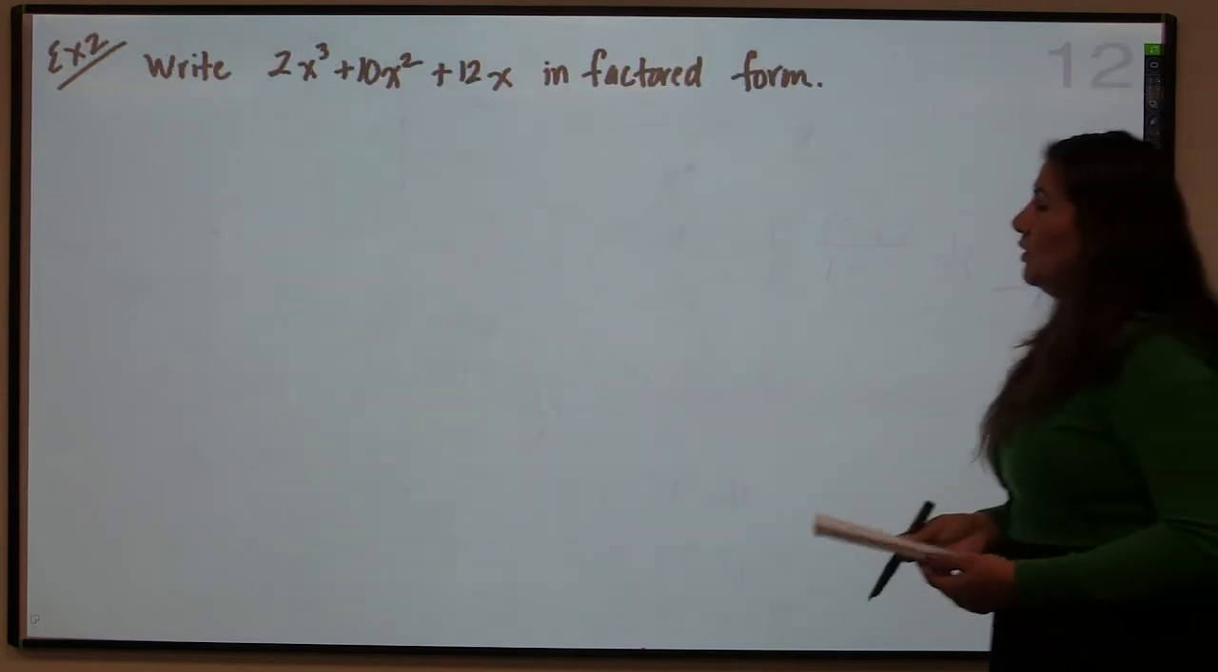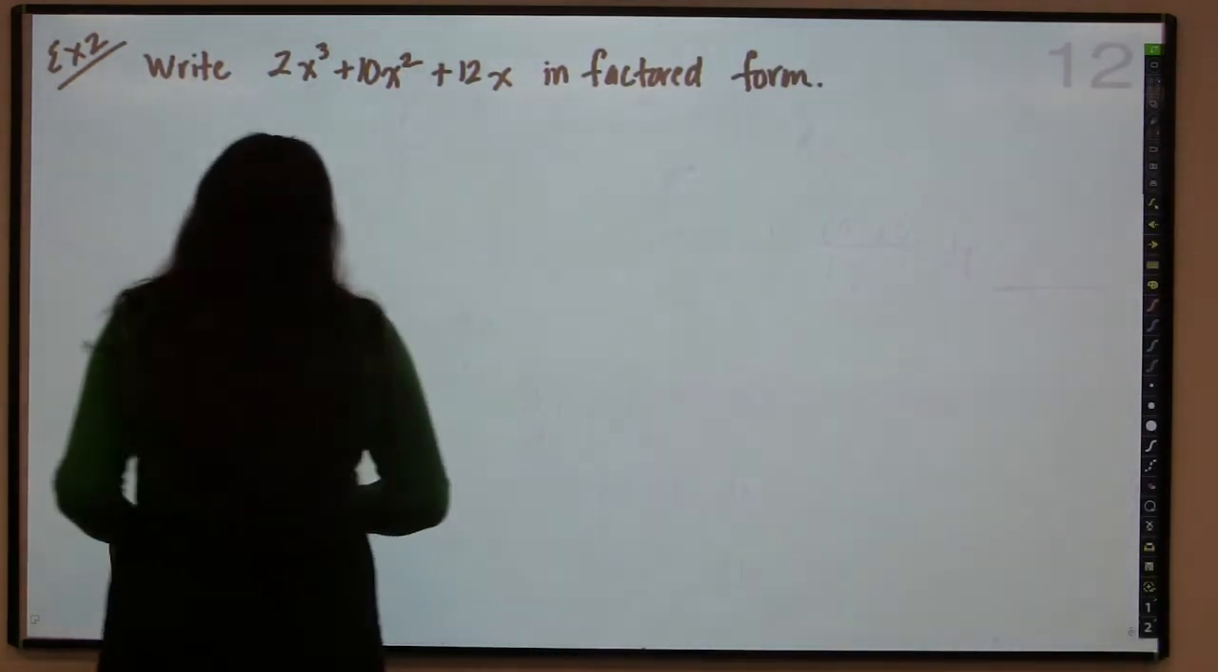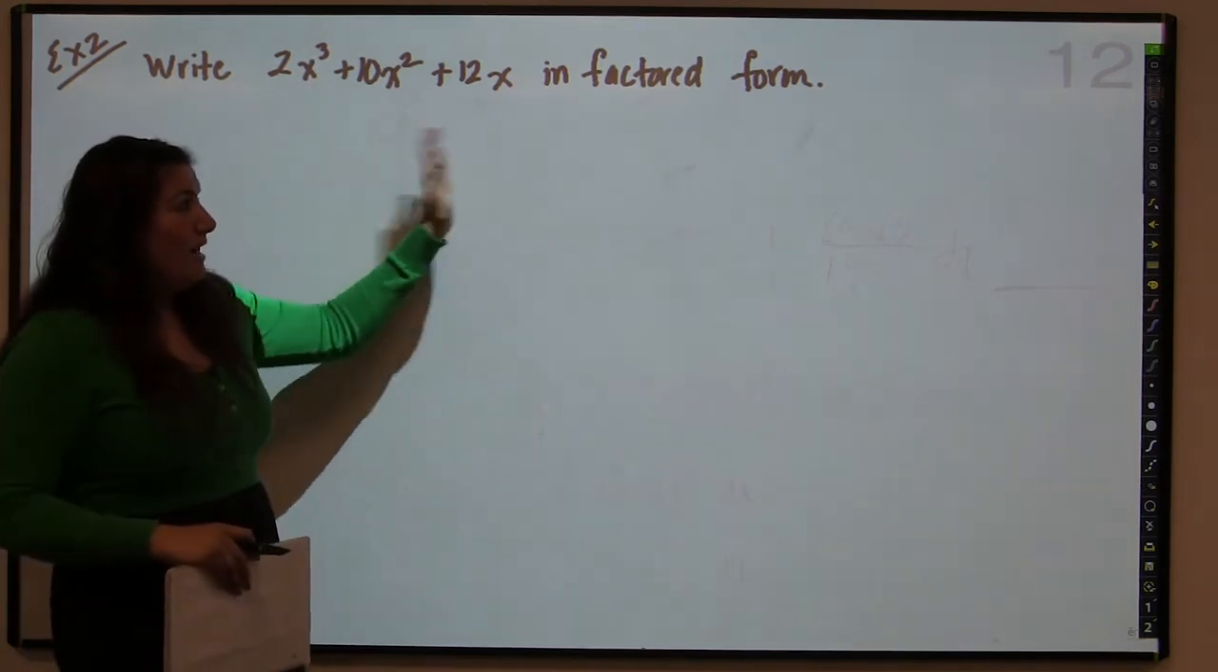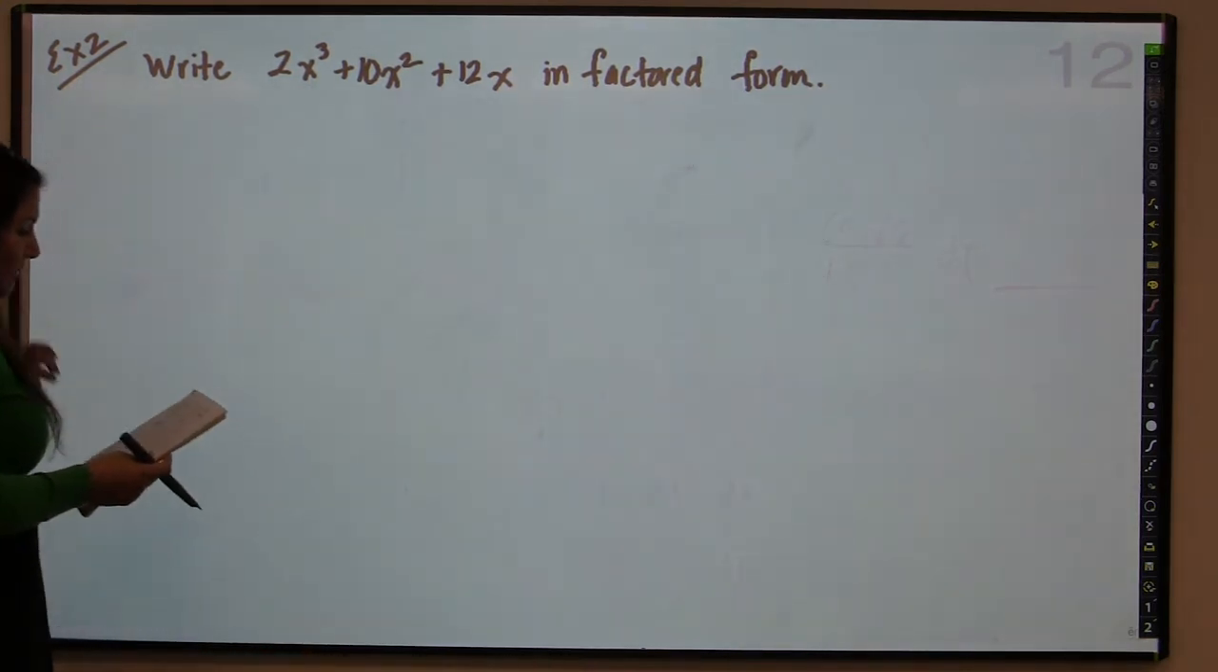The next example is to take a polynomial function which is in standard form and go the other direction. Now we want to write it in factor form. So we actually want to factor this out.